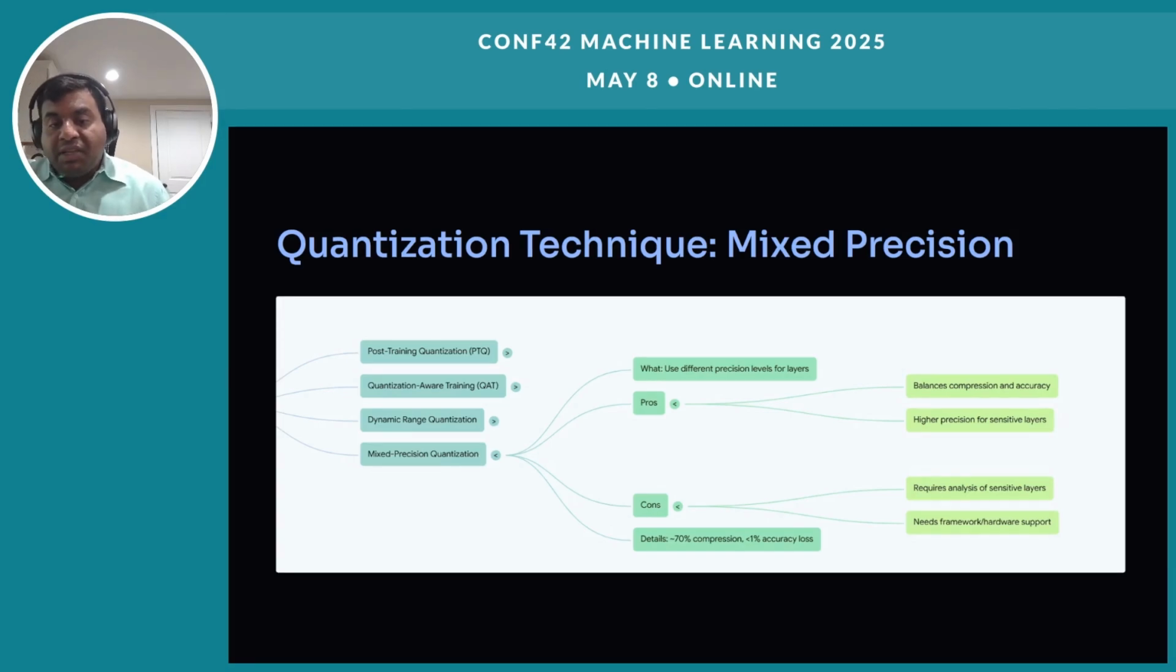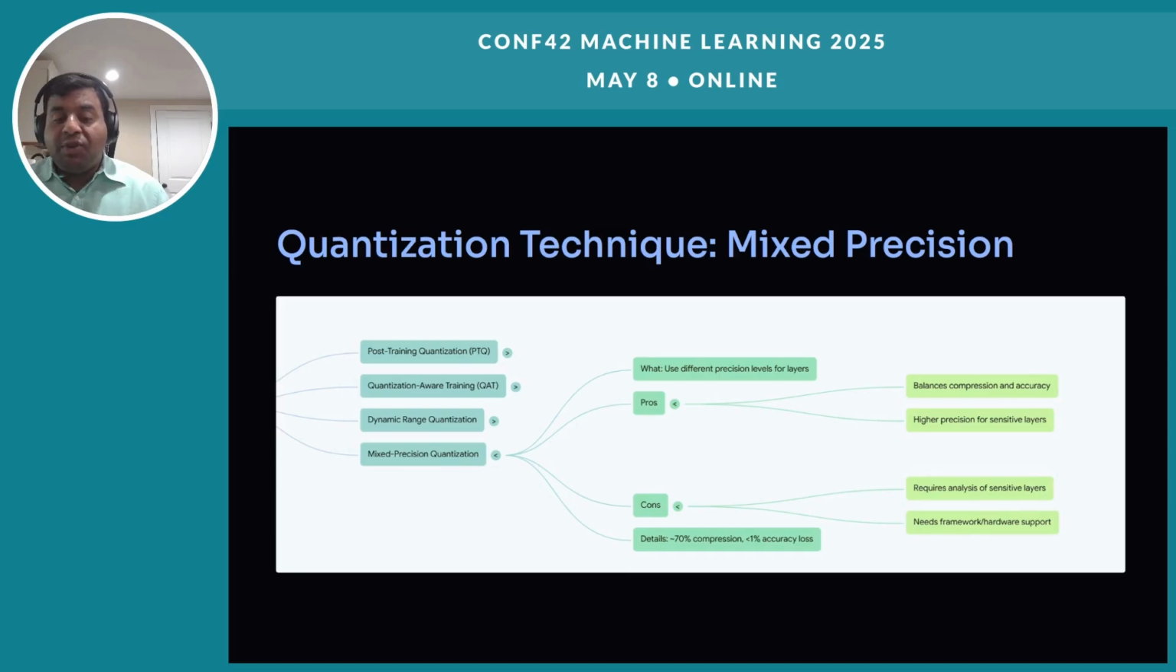Next quantization technique, mixed precision. Using different numerical precision levels for different layers within the same model. So what are the pros with this approach? It provides an excellent way to balance compression and accuracy. We can keep critical sensitive layers at higher precision, for example floating point 16 or floating point 32, while quantizing other more robust layers aggressively into integer 8 or integer 4.